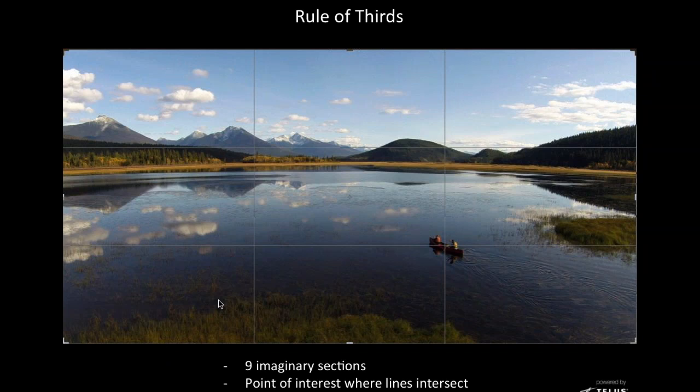So in this example of the rule of thirds, the canoe is at one of those intersection points, and the canoe is going up further into the lake, and down towards the mountains, and leads the eyes into it. That rule of thirds is a nice way to look at different shots, and that goes for photography too, of course.